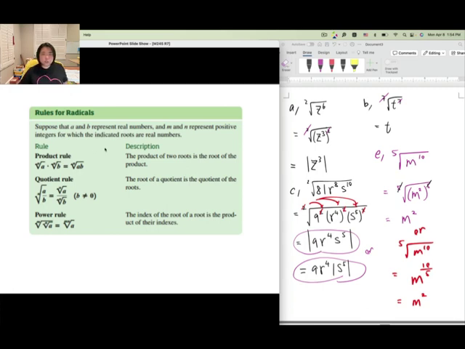Rules for radicals. We still have the product rule when you have nth root of a times nth root of b. Since both of them are using the nth root, I could combine it together. The nth root of a times b. The quotient rule, same thing. You could break it down into two, or you could combine it when they do have the same root. Then power rule also. Okay, the nth root of a. So you could combine it, m times n here.